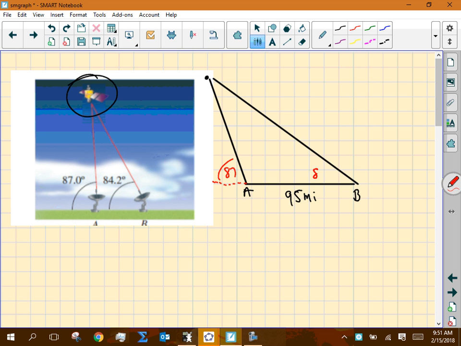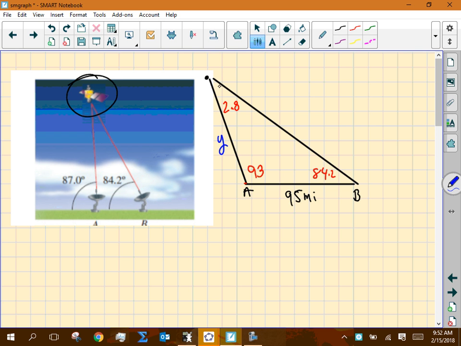This angle in here is 84.2. The 84.2 is nice, but this 87 isn't really good, because that's not an angle in my triangle, right? What's this angle in here going to be? It's going to be the supplement, right? It's going to be 93. This angle up here then has got to be 2.8. Is that doable?